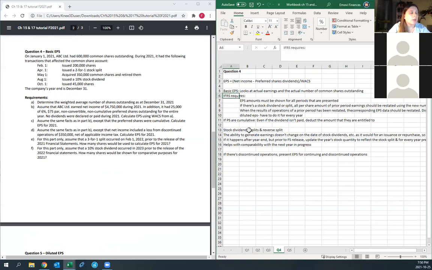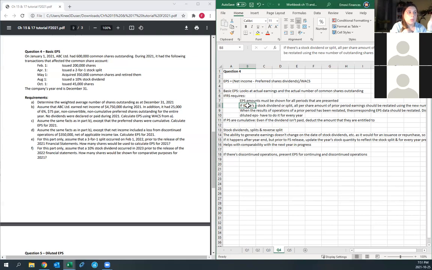IFRS requires for EPS that they must be shown for all the periods that are presented. So if in your financial statement you're using the previous years as a comparison, then you must also put your EPS for the previous year. If there's a stock dividend or a split, all the per share amounts of prior period earnings, so all your EPS amounts from previous periods, need to be restated to reflect the stock dividend or the split.